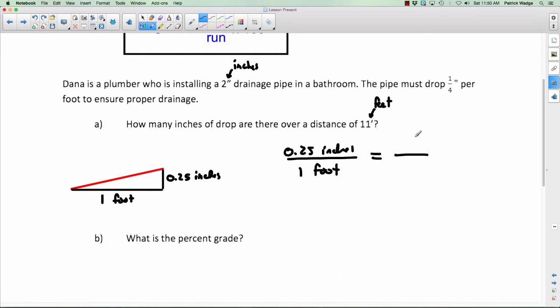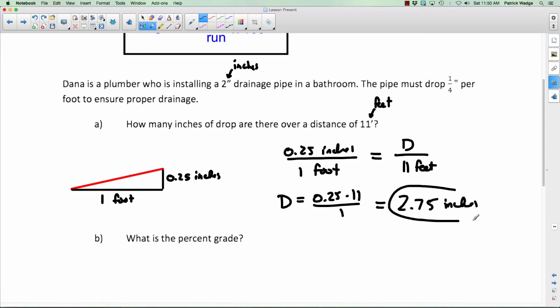Okay, so we want to know the drop. We don't know the drop, so I'll put a D there for drop, but we know that the distance is 11 feet, and we want to find the D there. So we can just cross multiply. D equals, cross here, 0.25 times 11, and then divide by 1. Well, dividing by 1 doesn't do anything. If you multiply 11 times 0.25, you'll get 2.75. 2.75 what? Well, the top here was inches. So it needs to drop 2.75 inches.